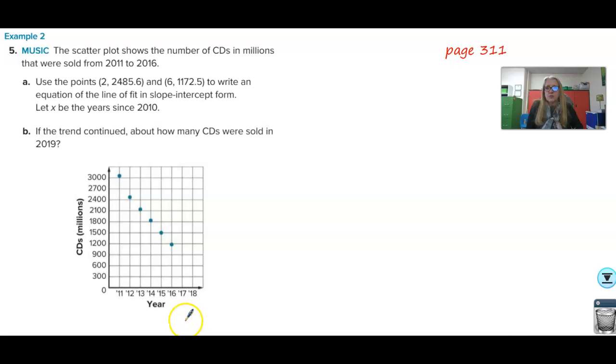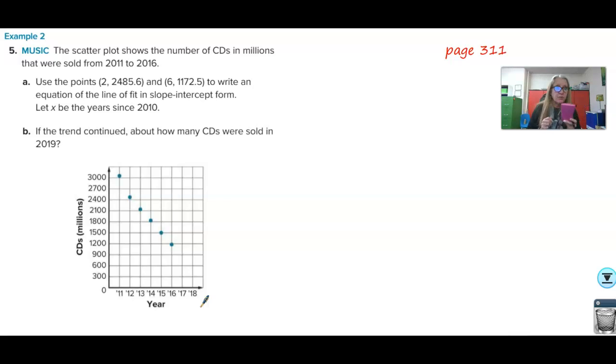Use the points (2, 2,485.6) and (6, 1,172.5) to write an equation of the line of fit in slope-intercept form. Let x be the years since 2010. Oh boy, I'm going to need a calculator for this one.